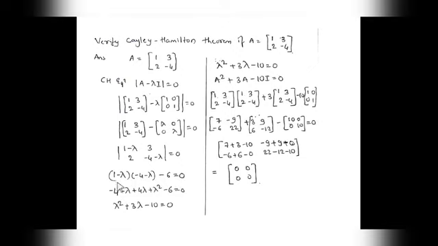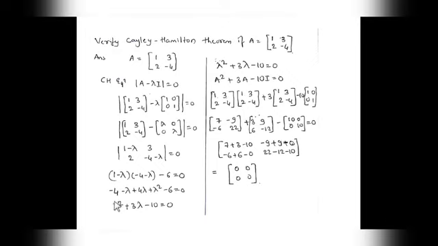1 into minus 4 is minus 4. 1 into minus lambda is minus lambda. Minus lambda into minus 4 is plus 4 lambda. Minus into minus plus, lambda into lambda, lambda square. Minus 6 is equal to 0. That is lambda square, 4 lambda minus 1 lambda is 3 lambda, plus 3 lambda. Minus 4 minus 6 is minus 10, is equal to 0. I have written in the linear form. This is called the characteristic equation.